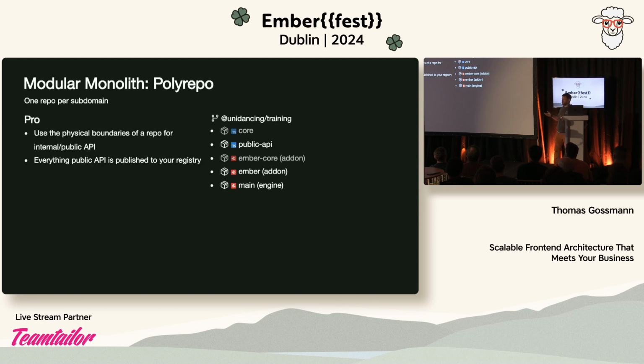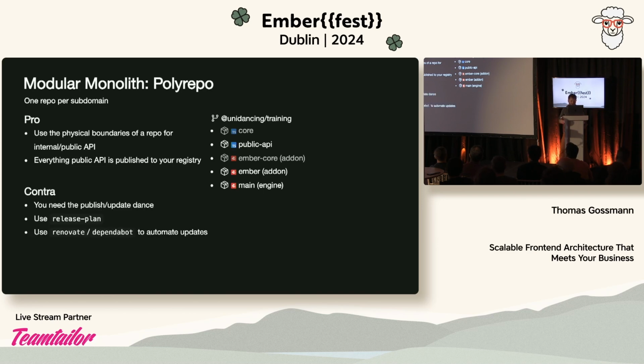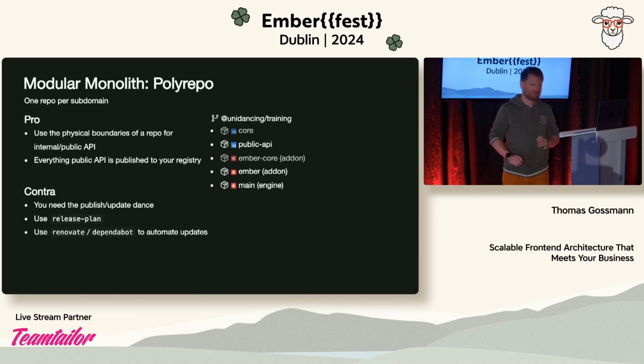So the pro, or the benefits of this approach, is that we can use the physical boundaries of the repository, and everything that we want to make public is the thing we publish to the registry. So we need that for sure, and we need to run the publish update dance here. But luckily, we have a really cool tool called Release Plan that lets you release literally from anywhere. And I heard there are stickers somewhere. The team who built this is also around, so please give them a thank you hug later on.